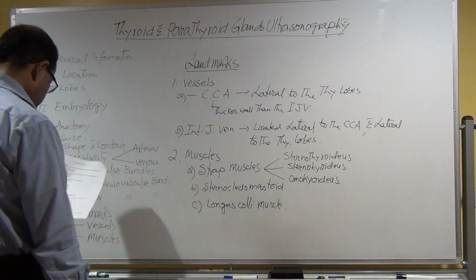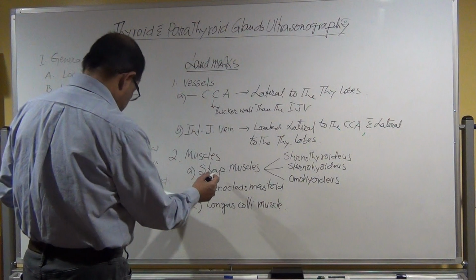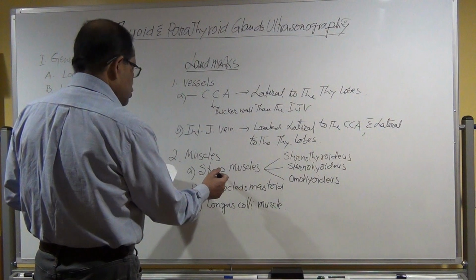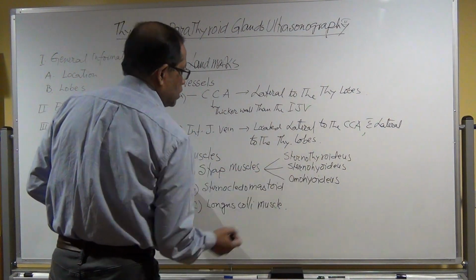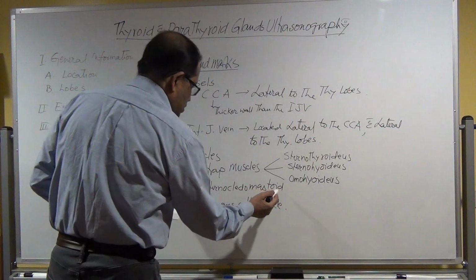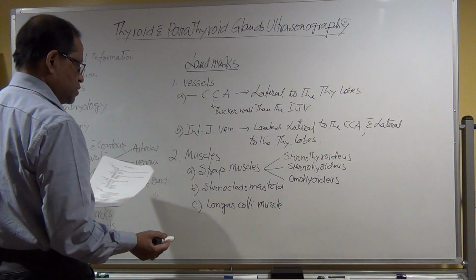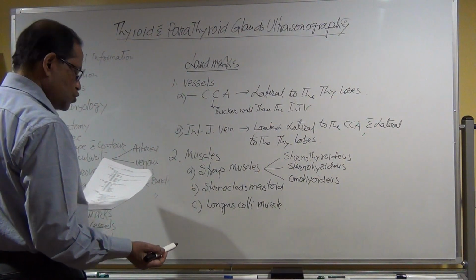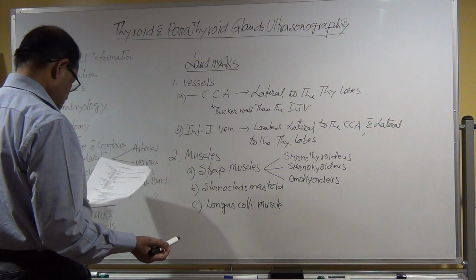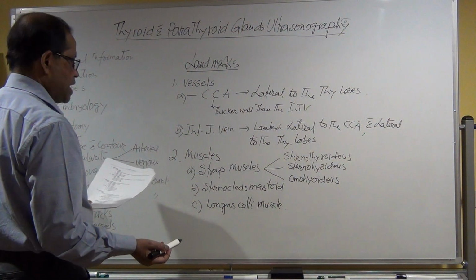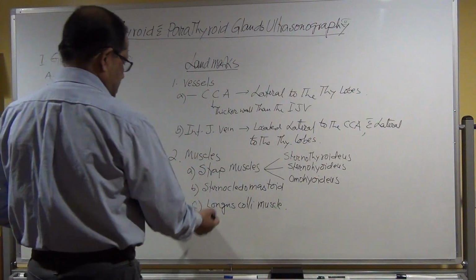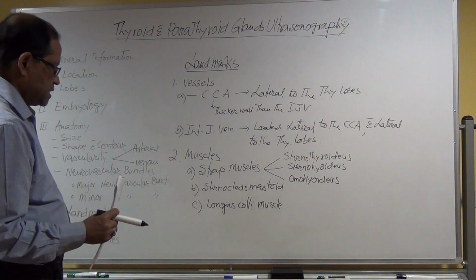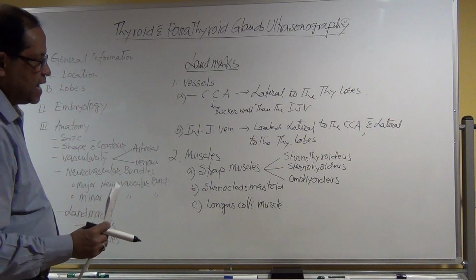Longus colli muscle. So, strap muscles are lateral or anterior to the lobes. Sternocleidomastoid muscles are lateral to the lobes, and longus colli muscle is posterior to the lobes, posterior to the thyroid and also posterior to the esophagus. Sonographically, I will show you how the esophagus is clearly seen when you scan the thyroid gland.